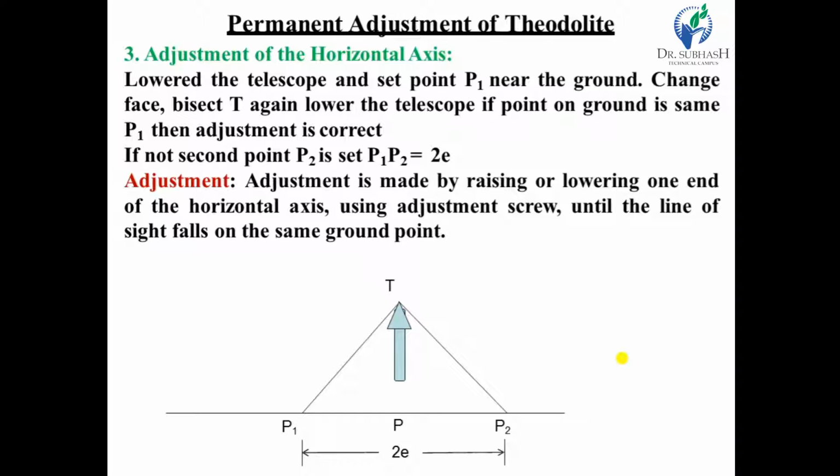If not, a second point P2 is set and P1 to P2 is equal to 2E. Right? P1 to P2 is equal to 2E. The distance between them is 2E. So we have to adjust that distance. For adjustment, raise or lower one end of the horizontal axis using the adjustment screw until the line of sight falls on the same ground point. That adjustment screw is given on the frame of the telescope.